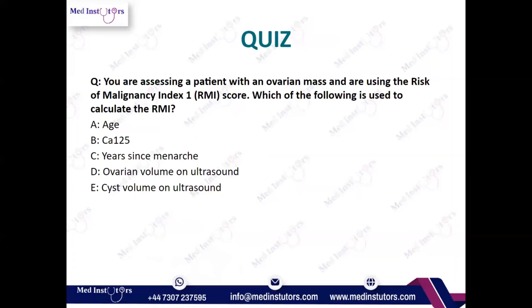Okay, so now I have a quiz for you. You are assessing a patient with an ovarian mass and are using the risk of malignancy index 1 score. Which of the following is used to calculate the RMI?